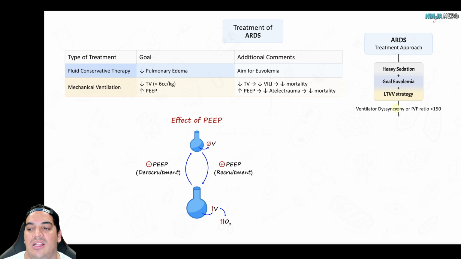The next thing is, let's say that the patient is getting heavy sedation. They're trying to maintain euvolemia. You're putting them in this low tidal volume ventilation strategy to reduce mortality, but they're really breathing over the set ventilator rate, or their PF ratio is showing that it's getting worse, at least less than 150. Now we have to escalate.